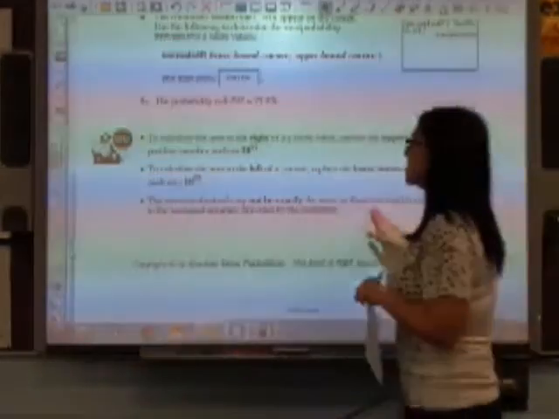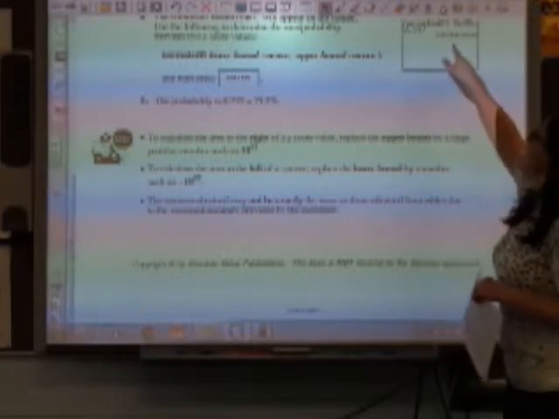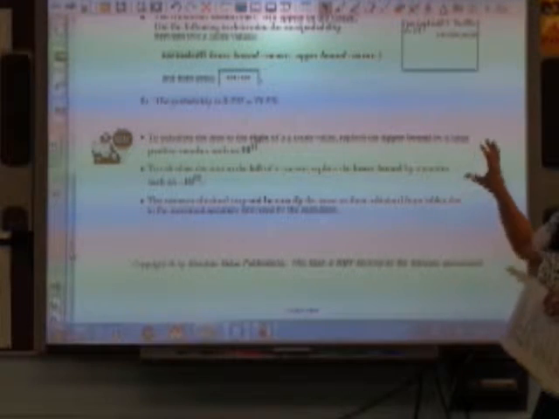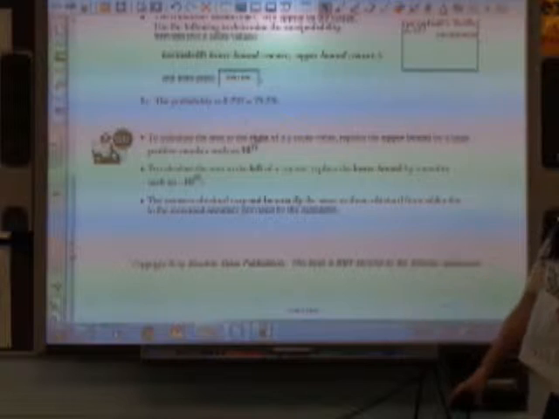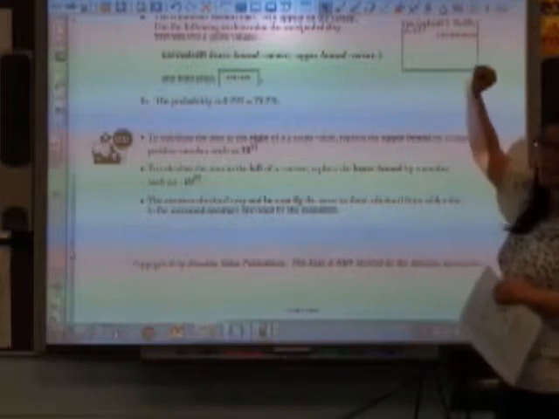The other thing, the answers are not going to be exactly the same as the ones obtained from the table, because this actually has the equation for the normal curve programmed into the calculator, not the z-score table. So this is accurate to far more than 4 decimal places.